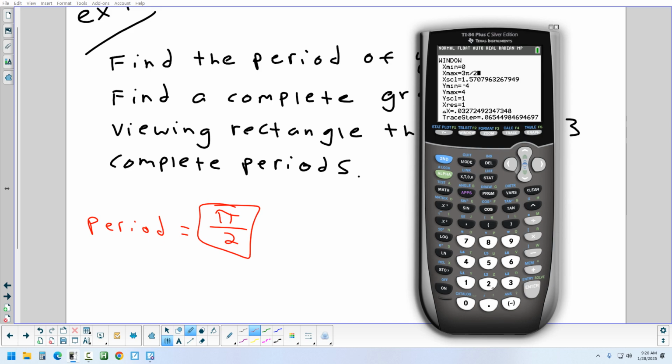By always sticking with 0, that means I may break a cycle into a half. I may cut a cycle off. But as long as I show 3 full cycles, it's okay if you break one up. Let's hit graph. That's a half cycle.